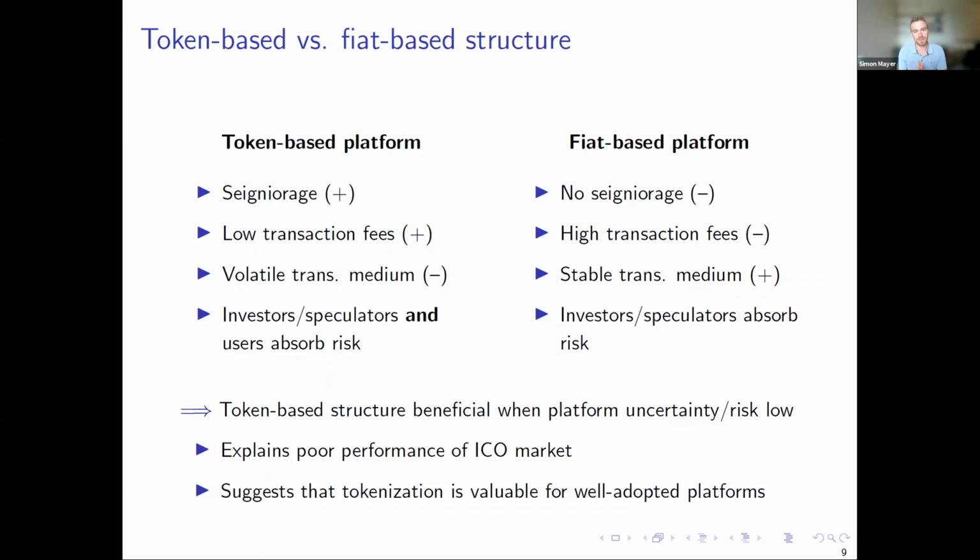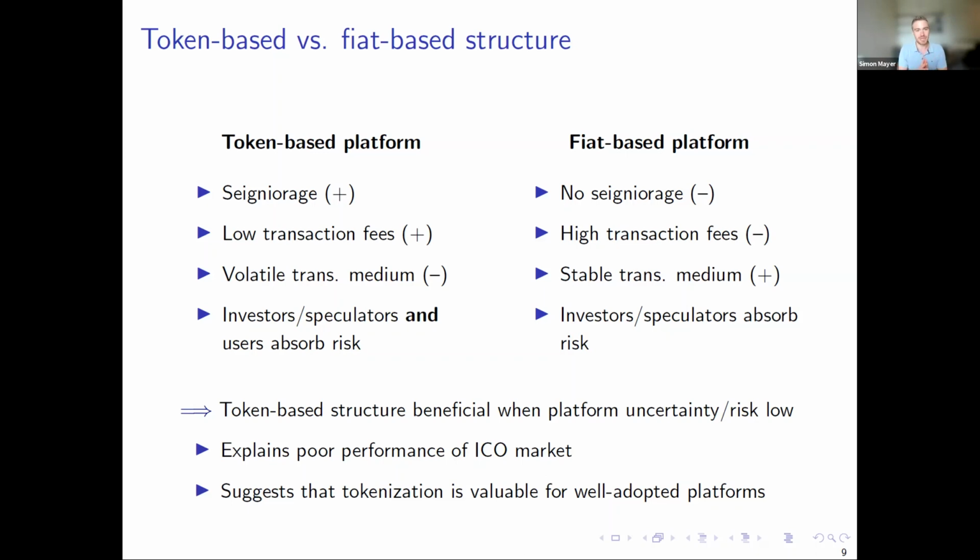In the fiat-based platform, therefore, the users who transact are not exposed to any platform-specific risk. All platform-specific risk is borne by the investors or speculators who act as the platform's equity holders. I compare these two structures and find that the token-based structure is actually beneficial when platform uncertainty and risk is low. This is consistent with the relatively poor performance of the ICO market, which was dominated by, I would say, young platform firms which were facing high uncertainty going forward or were implementing unproven business models.